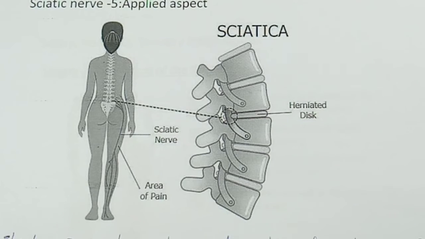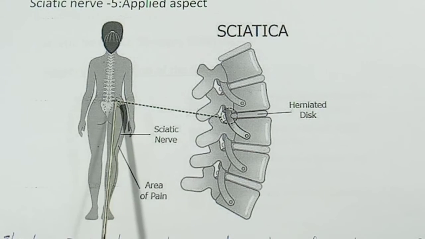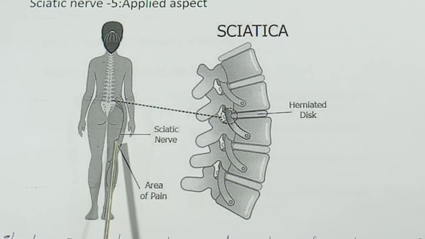And now let's talk about an applied aspect of the sciatic nerve, that is sciatica. Sciatica is referred to as the shooting pain along the cutaneous distribution of the sciatic nerve and its terminal branches, chiefly the common peroneal nerve. As you can say, the pain begins in the gluteal region and radiates along the back of thigh and the lateral side of leg to the dorsum of the foot.